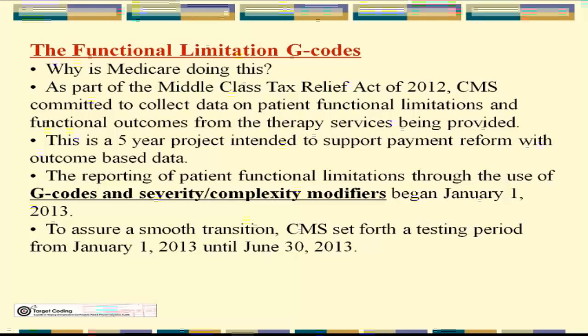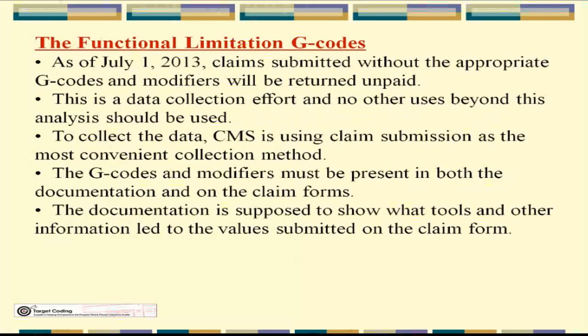So there was a testing period of January 1st, 2013 through June 30th of 2013. So as of July 1st, 2013, claims submitted without the appropriate G codes and modifiers are going to get returned unpaid. So this is a very important process and requirement that Medicare is now requiring. This is not for Blue Cross Blue Shield, Aetna, Cigna, United Healthcare, State Farm, Allstate. This is specifically for outpatient physical therapy services when provided to Medicare patients.